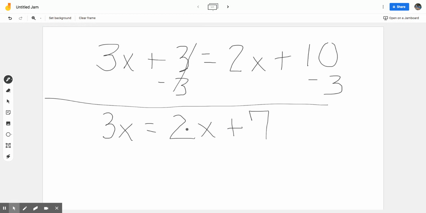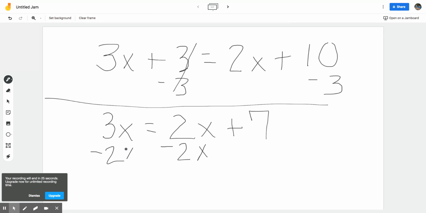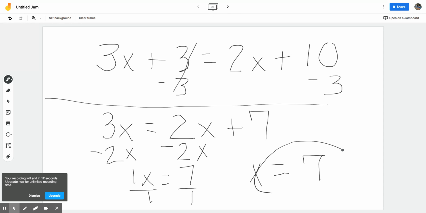Okay, so now I want to combine my x terms. When I do that, this is a positive value. We're going to subtract the 2x on both sides. That gives me 1x is equal to 7. Divide by 1, and x is equal to 7. And there is my final answer.